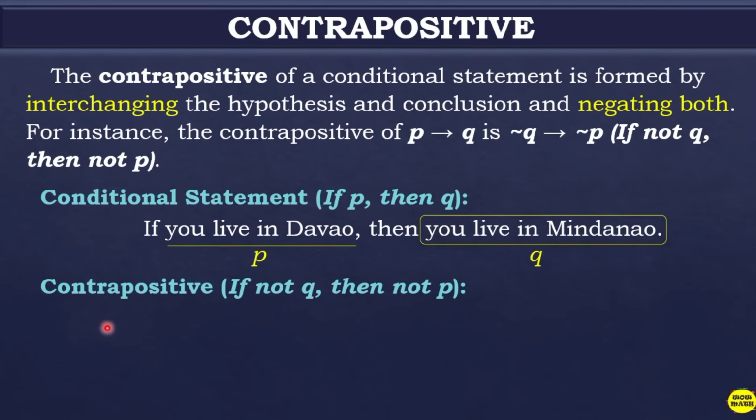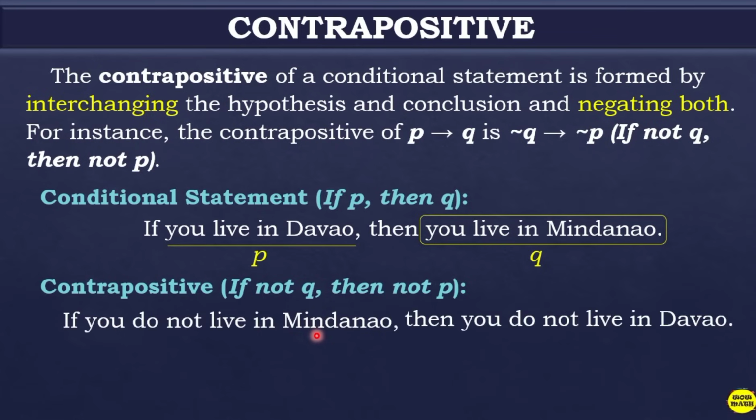So, let us rewrite. So, if you do not live in Mindanao, then you do not live in Davao. So, this is, if you do not live in Mindanao, this is your conclusion. So, as you can see, your conclusion, ninegate natin siya. So, the negation of Q. Okay? Ayun po. Kasi if not Q. And then not P, this is your hypothesis. So, ninegate natin yung ating hypothesis. So, yung hypothesis mo na you live in Davao, ninegate natin. Ayun. So, you do not live in Davao. So, if you do not live in Mindanao, then you do not live in Davao. Okay.